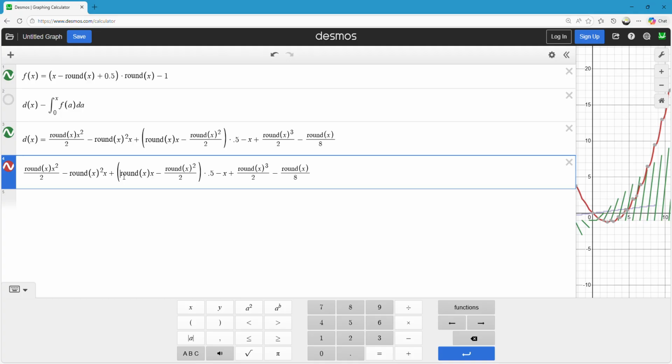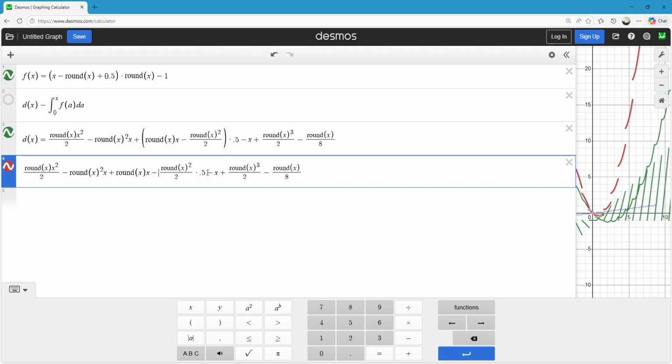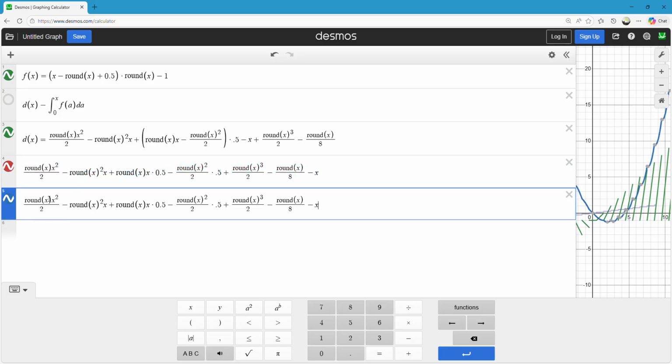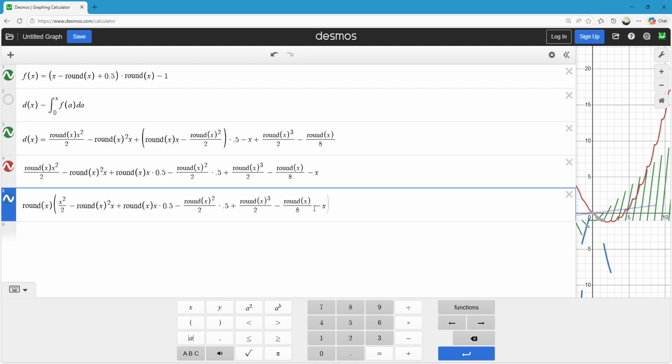So we got round times 0.5, minus 6. There's 1 round, there's 2 round, there's 3 round, there's 4 round, there's 5. So these are all rounded. So we can just take out the round of each of these and just take the round of x times all of this.